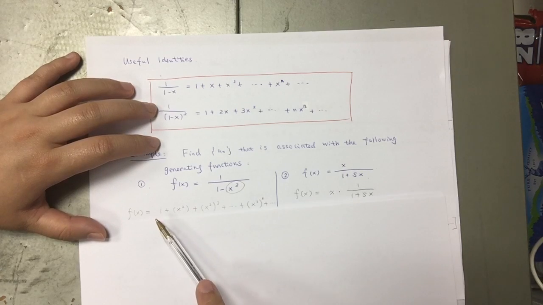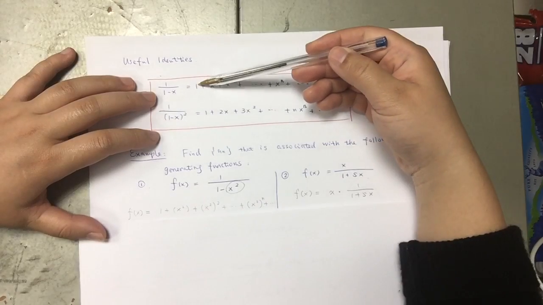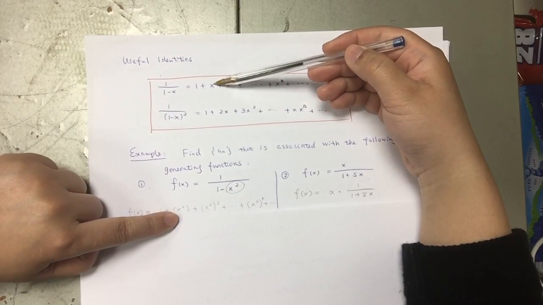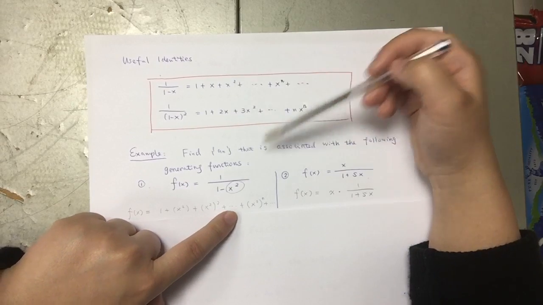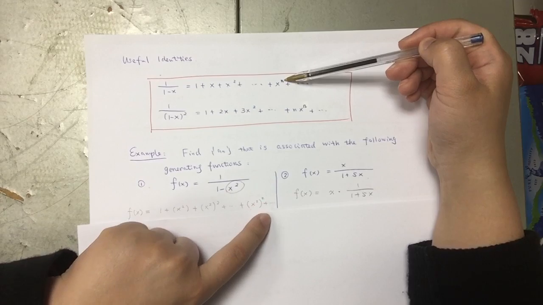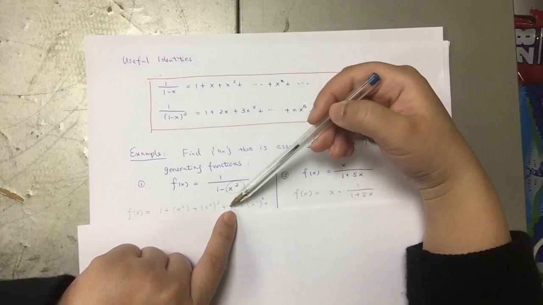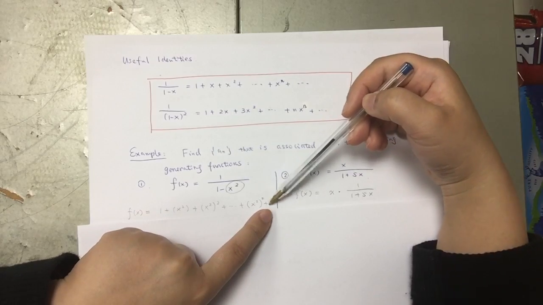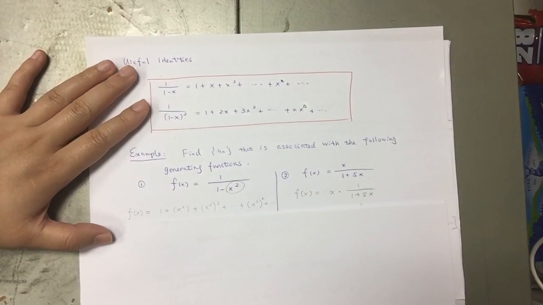There we have f of x, which is this function, equals 1 plus quantity x squared plus quantity x squared being squared. In general, that's going to be the quantity x squared to the power of n. Please note that we do omit some terms here in between and terms afterwards, but they do exist.